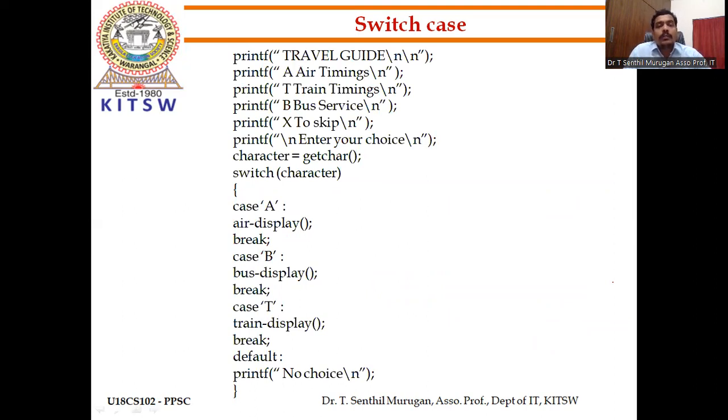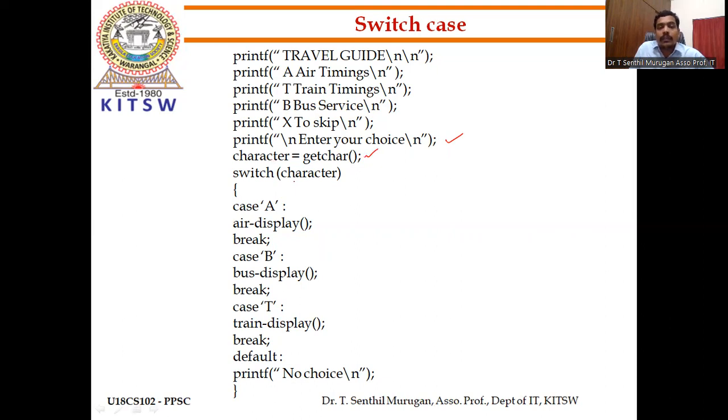Okay. So now we will take this example as a program. What do you have to do? Train charges, air timing, and buses. If all three are not there, then skip. So first we have to give the choices. If you type A, it is the air timing. If you type T, it is the train timing. If you type B, it is the bus services. Okay. So it will use getchar. What will it do? It gets the character and assigns that character to the variable.